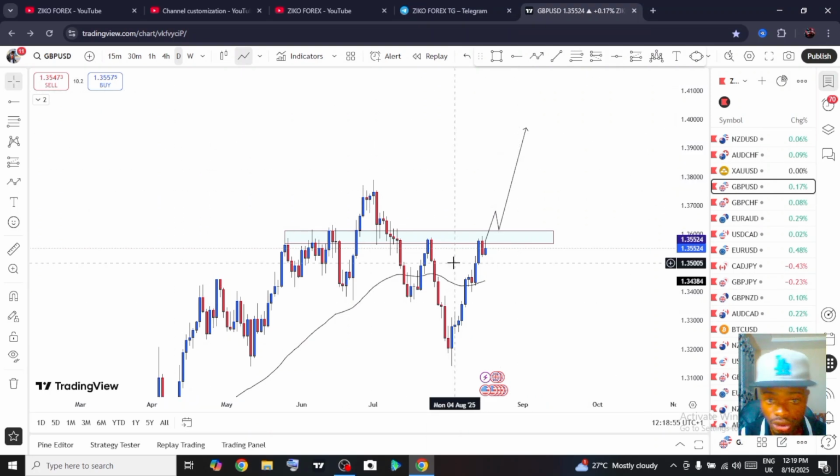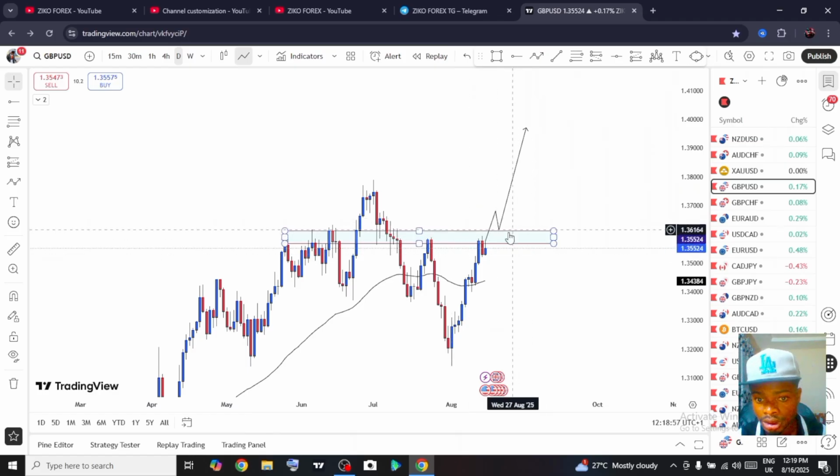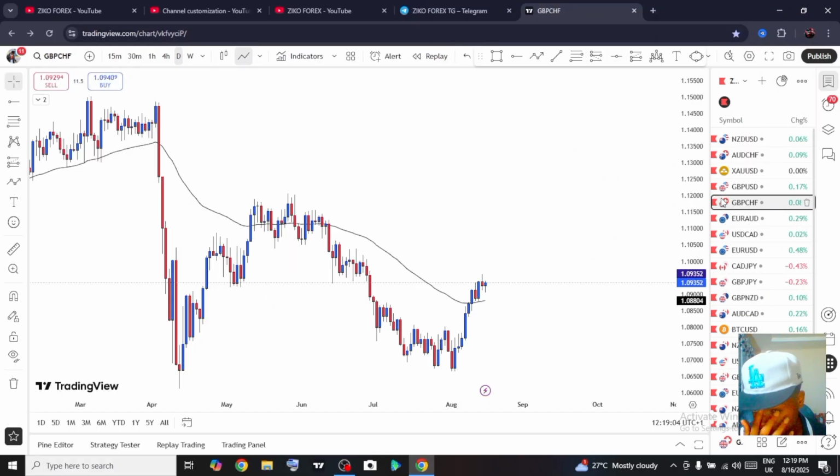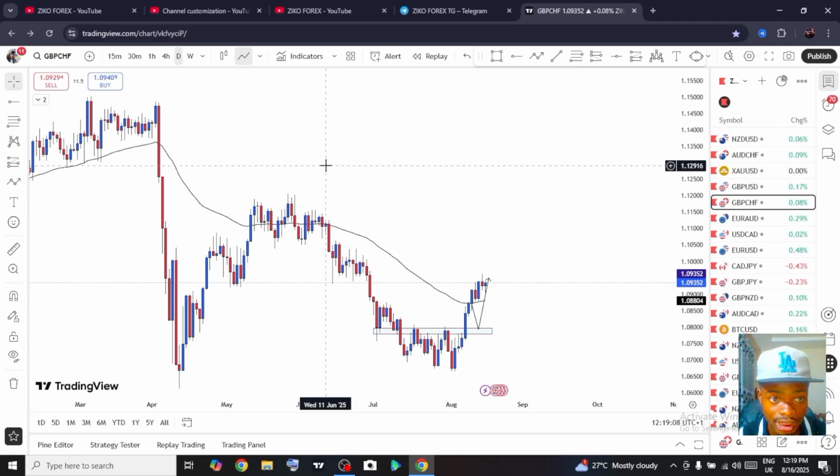Let's see. But currently the market is actually bearish. But if you get a break and retest above, maybe I'll be interested in buying this market. That is that on GBP CHF. I have not made a decision to add it for the pair for the week yet.